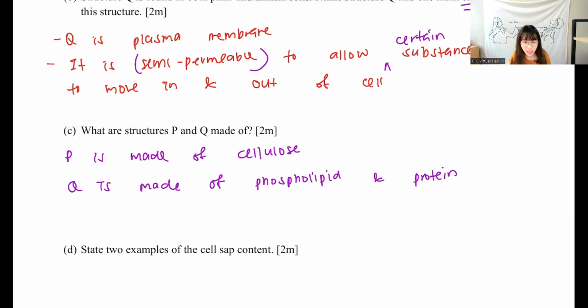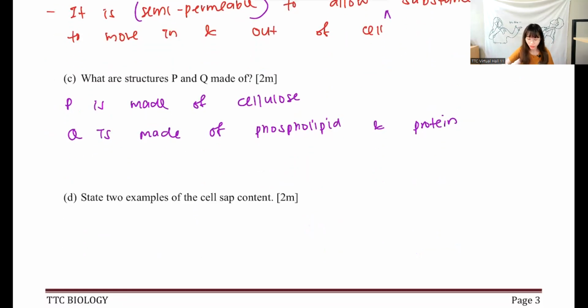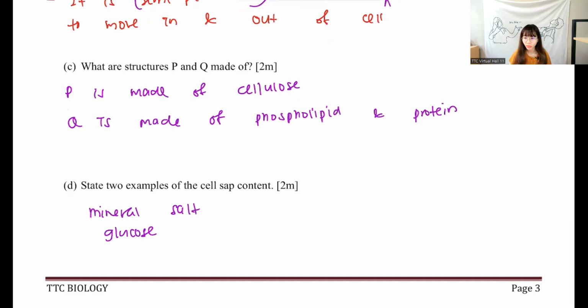State 2 examples of cell sap contents. What does the cell sap contain? We have a lot of things in the cell sap, right? You can write any 2 examples. Water, nutrients, carbon dioxide, oxygen, amino acid, glucose, organic acid also can. Mineral also can, correct? So you can write mineral, salt. You can write glucose. You can write amino acid. You can write water, oxygen, carbon dioxide. Any 2 examples also correct.